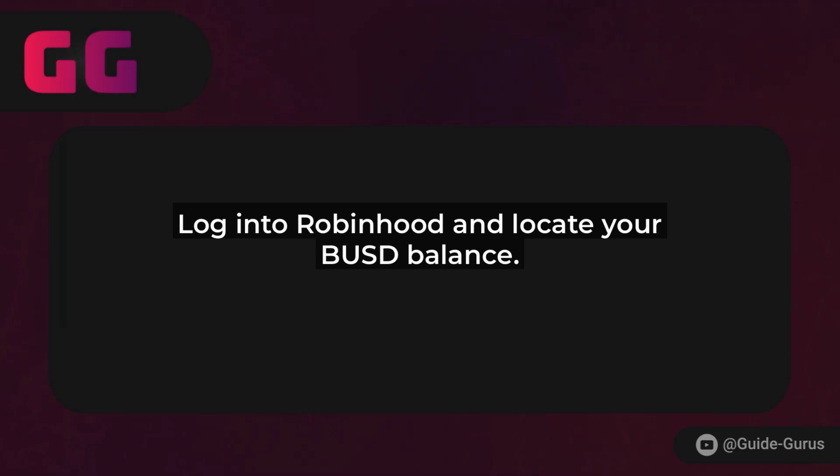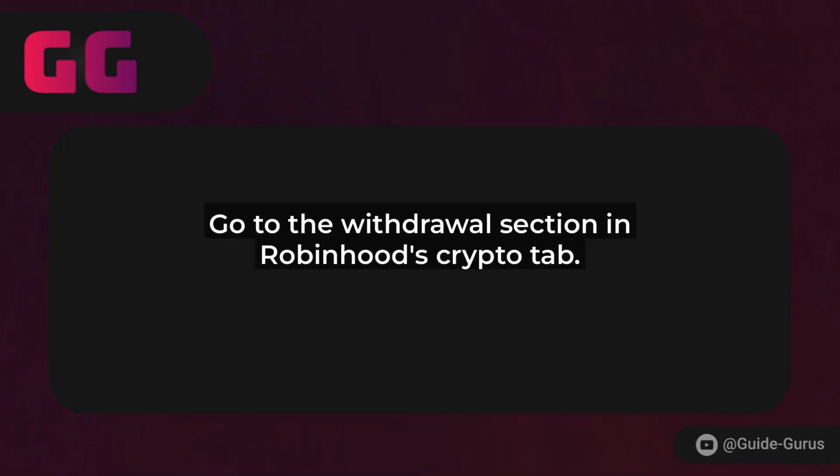Let's get started. First things first, make sure you have accounts set up on both Robinhood and Uphold. You'll need to verify your identity on Uphold if you haven't already, as it's essential for receiving crypto transfers. Log into your Robinhood app or website and head over to your portfolio. Find your BUSD balance. That's the stablecoin we're working with here.